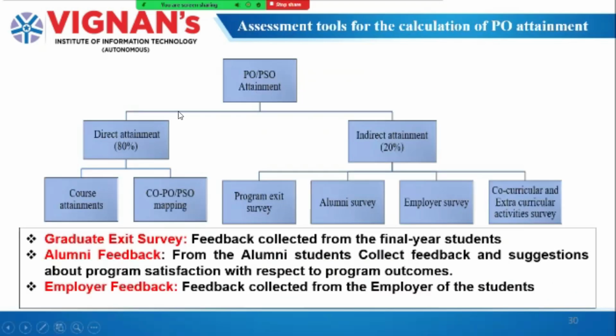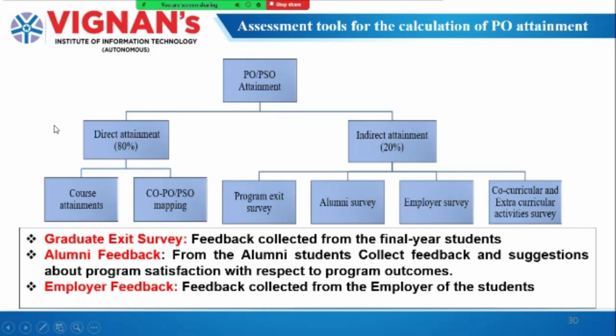We see this diagram. Direct attainment is 80%, indirect attainment is 20%. So here to get the direct attainment, we need course attainments and CO, PO or PSO mapping. Very, very important. Here mapping is very important. And under indirect attainment, we have different surveys as discussed earlier.